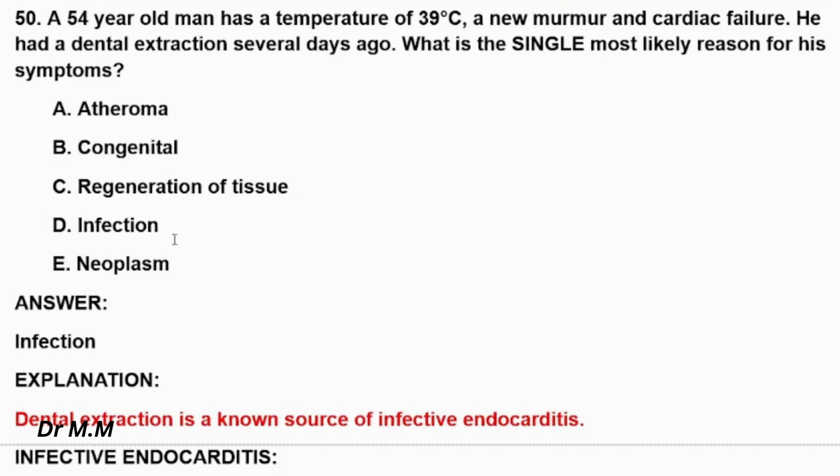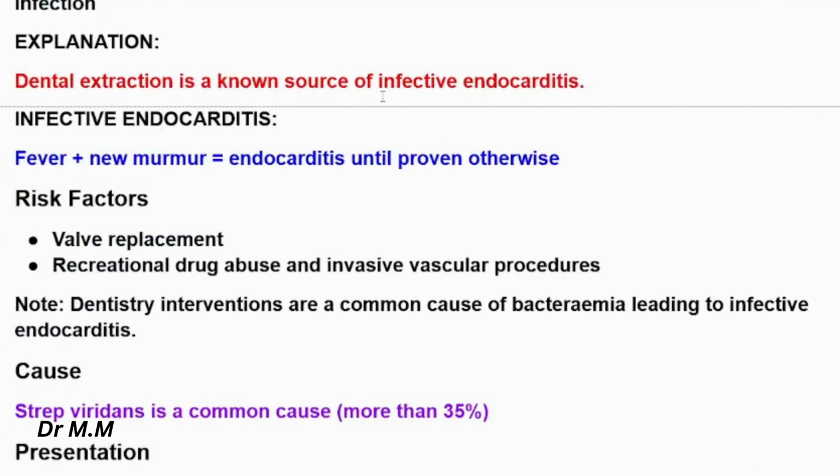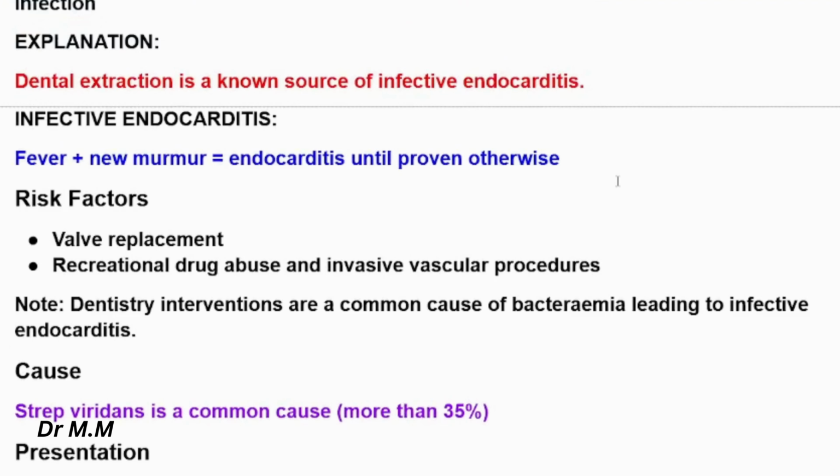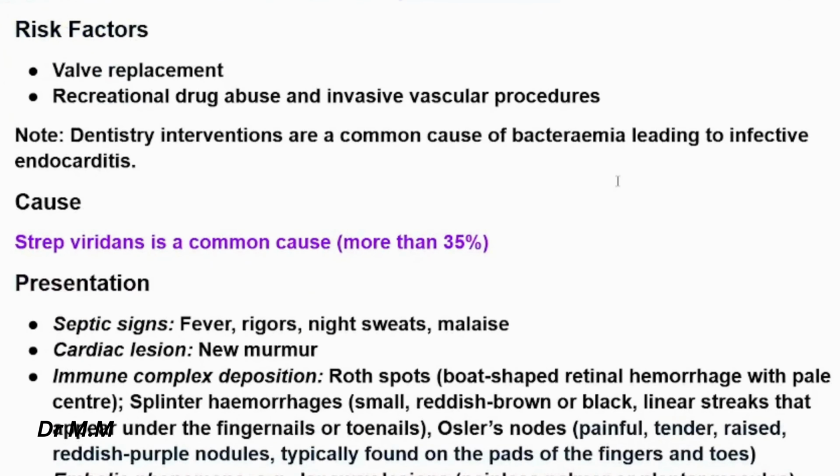Dental extraction is a known source of infective endocarditis. Fever plus a new murmur is endocarditis until proven otherwise. Risk factors of infective endocarditis are valve replacement, recreational drug abuse, and invasive vascular procedures. As we can see, this patient had a dental extraction a few days ago.